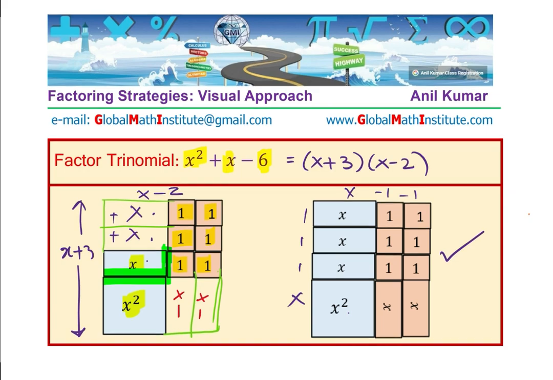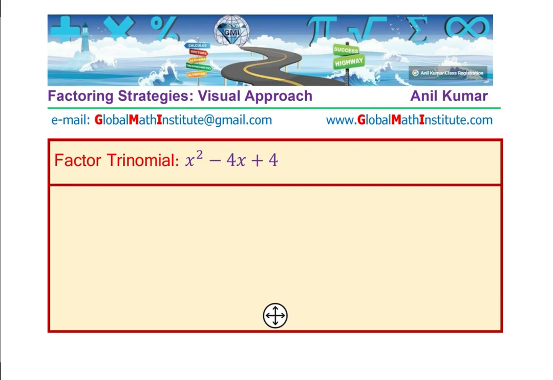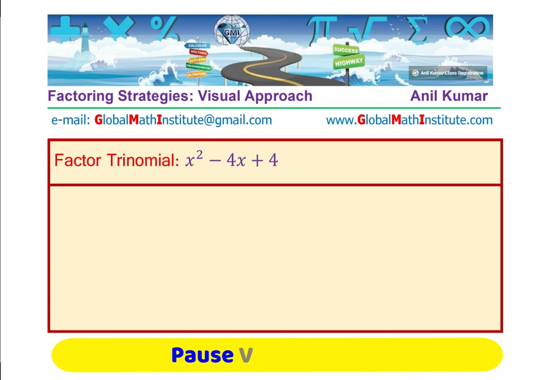Very interesting. Next. This time, I have a very interesting example, x squared minus 4x plus 4. Some of you might have recognized it is a perfect square, but we'll soon see how. I would like you to pause the video and arrange these tiles to form a rectangle.